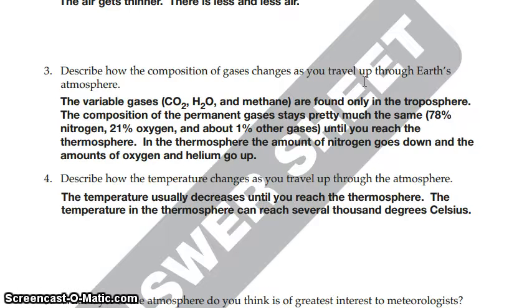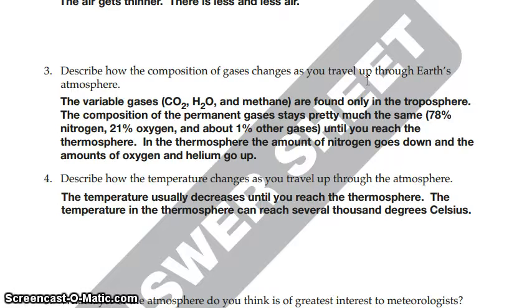With the next question, describe how the temperature changes as we travel through the atmosphere. The temperature is going to usually decrease as we go through the different layers of the atmosphere, and that's true until we reach the thermosphere. The funny thing with the thermosphere is because it's the first layer that the sun's light and sun's energy reaches, it actually is very, very energetic, and it has a very, very high temperature reading. It can reach up to 1500 degrees Celsius.